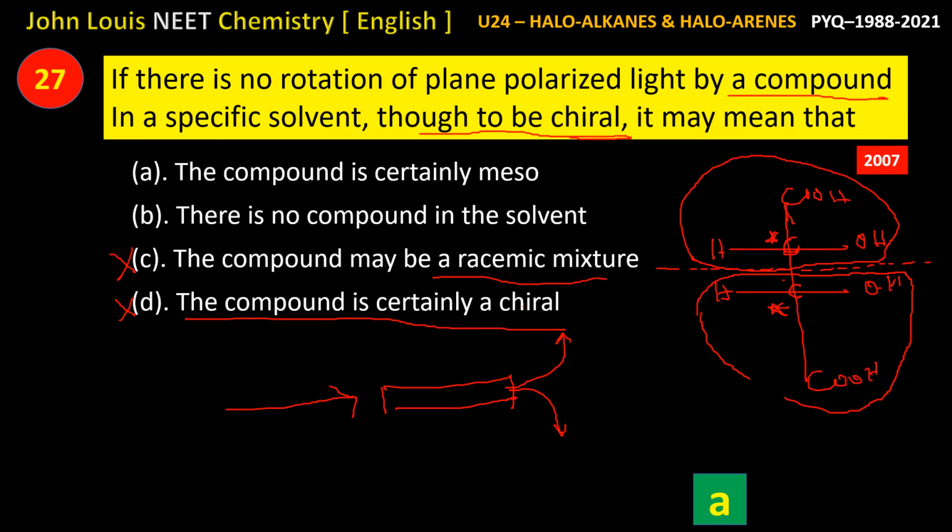Since the deviation is equal, these deviations are nullified and it shows no deviation in the plane polarized light when the compound is meso type. That means if one half of the structure is the mirror image of the other half of the structure, then it has a plane of symmetry. That means it can nullify the rotation of each part of the compound to 0. That is why it is not deviating the plane polarized light. Hope it's very clear to you.